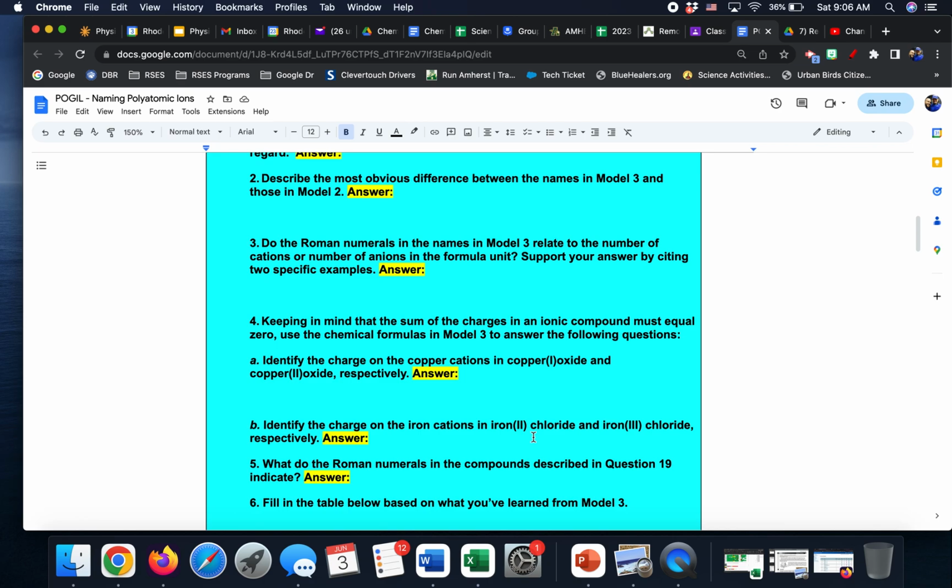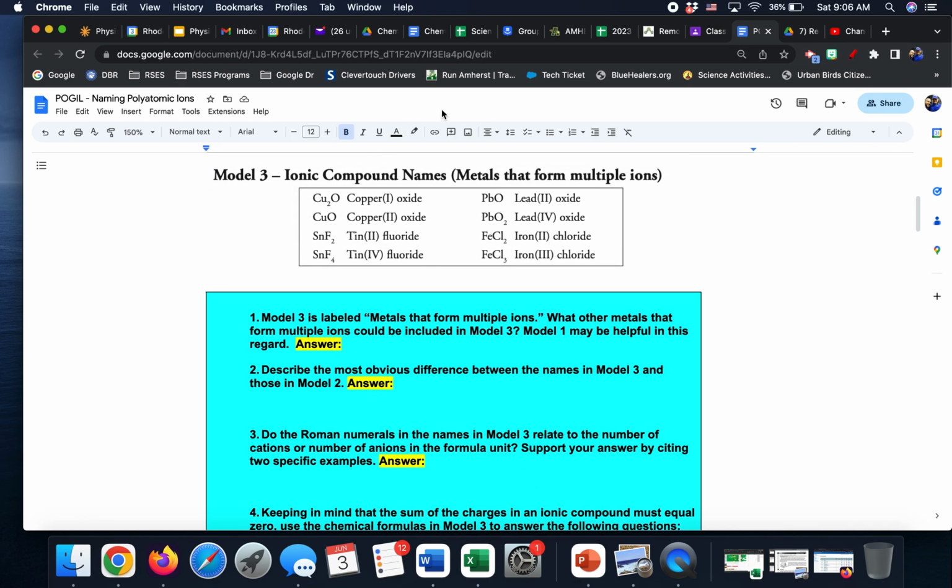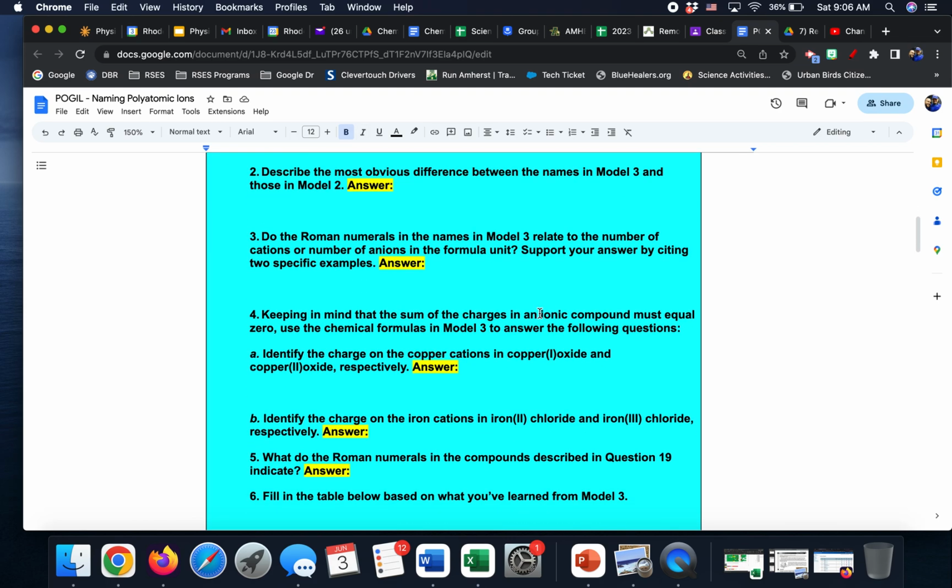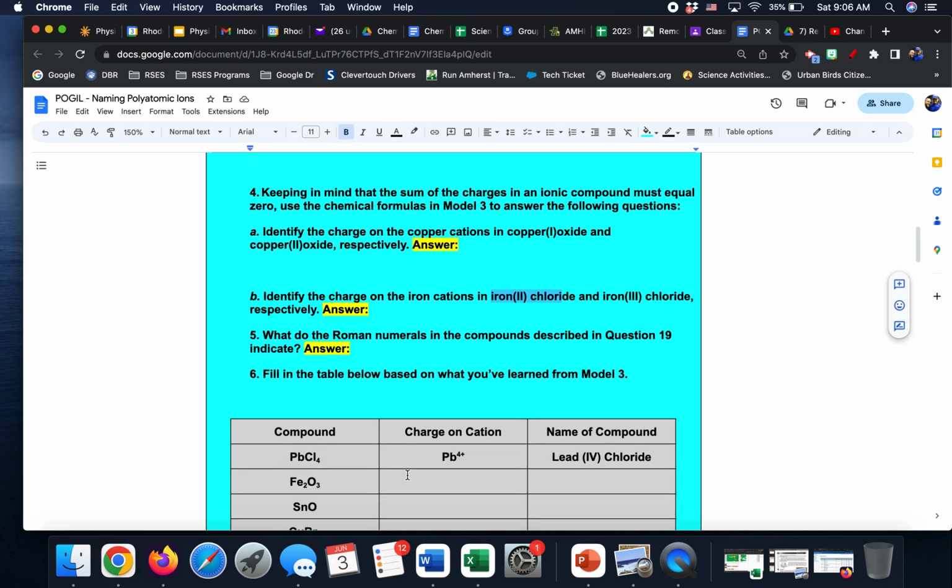4 says, remember, the sum of the charges always is 0. So looking at these formulas from Model 3, identify the charge on the copper cations in copper 1 oxide and copper 2. Do the same for the rest of them for B, for iron 2 and iron 3. So you're going to tell me in this one, the charge of iron is 1 positive, 2 positive, 3 positive. In this one, it's whatever. What are the Roman numerals actually telling us? If you don't remember, the notes tell you, but you could probably figure it out from this table as well.